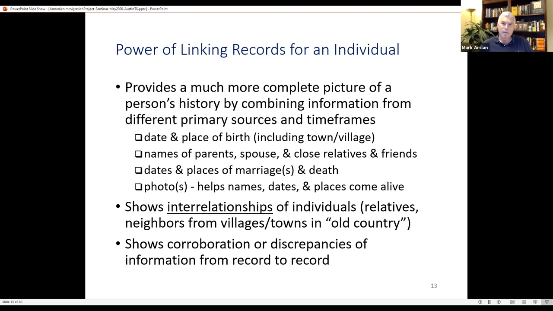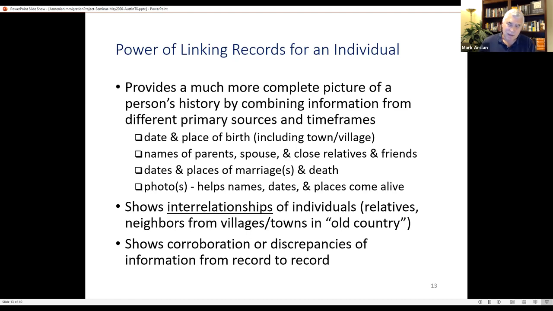And learning about place names and administrative structure within the Ottoman Empire, you know, what their equivalents of states and counties and things like that, is very important when you're doing the research. So we're going to spend some time talking about that later on. The interrelationships are very, very interesting, finding out who they're connected to both in the United States, the old country, and elsewhere in the diaspora.